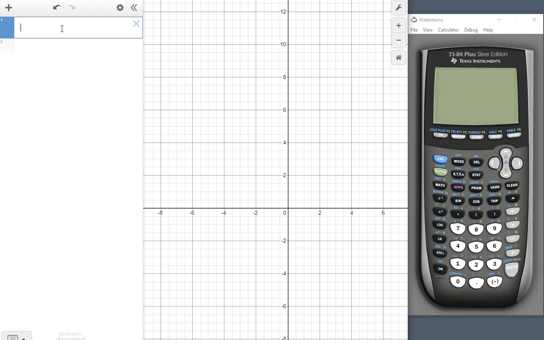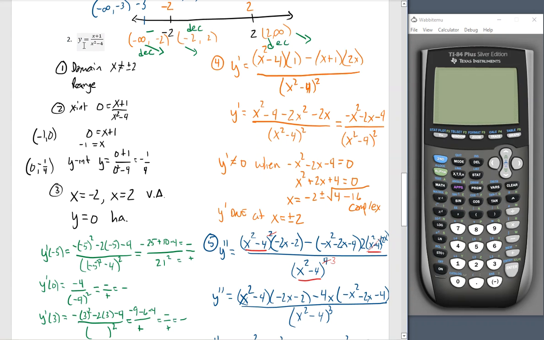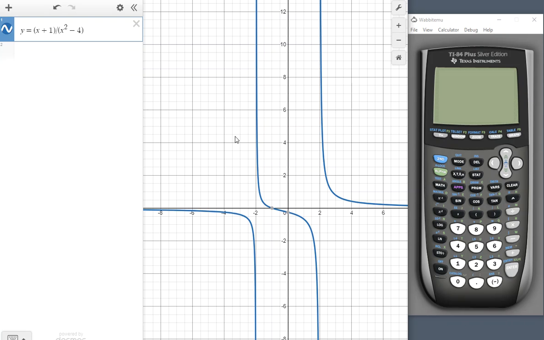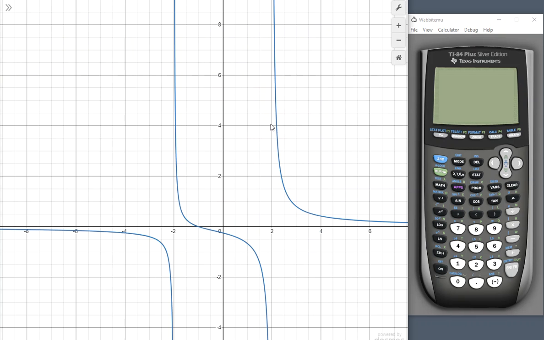Let's take this one out. Put the new one in. Oh, work smart, not hard, people. Copy that. Paste it here. Look at that. It's always decreasing. Always decreasing. Always decreasing. Let's move that out of the way.